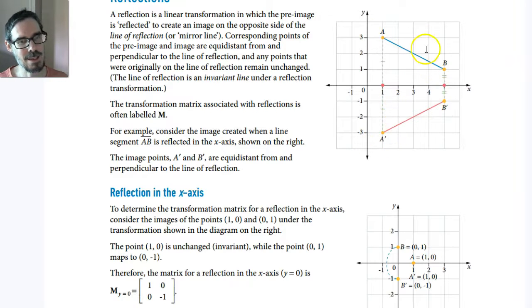So, okay, let's think about this reflection in the x-axis. What happens to the point 1, 0? Well, it's not going to move, is it? So the first column of my matrix is going to be 1, 0. And what's going to happen to this point 0, 1? Or this one here if you prefer, 0, 1? Well, it's going to reflect across the x-axis down to -1. That's why this is 0, -1. So that's the matrix for reflection across the x-axis.